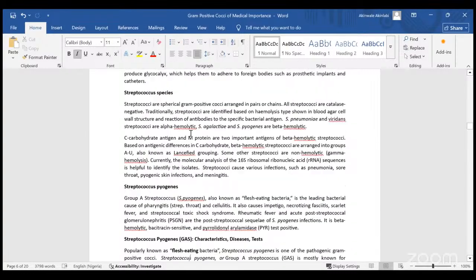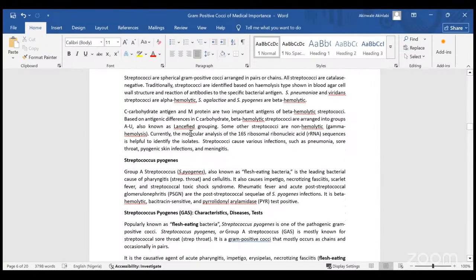Then let's go to Strep pyogenes. Strep pyogenes is regarded as group A streptococcus, also known as flesh-eating bacteria. It's the leading bacterial cause of pharyngitis, which is the throat infection, and they cause cellulitis. It's also called impetigo, necrotizing fasciitis, scarlet fever, and all whatnot. Everything is listed here.